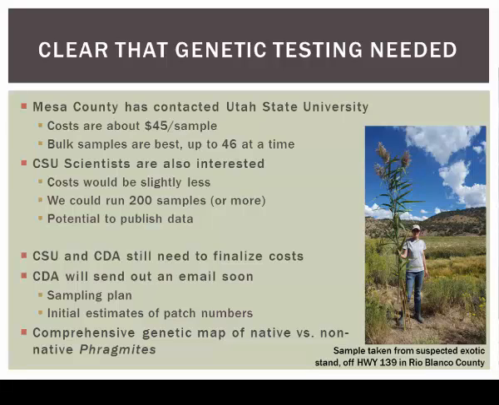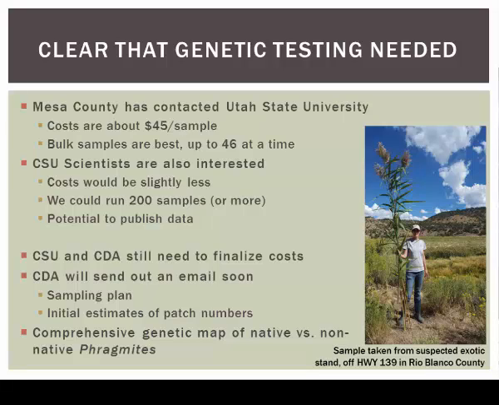And then I will send out an email basically talking about how we're going to do the sampling and try to get some initial estimates on how many patches we're actually talking about sampling in the state. Because we're not just wanting to sample the non-native Phragmites, we also want to know where all the native Phragmites is, so that if we do list Phragmites, it's not going to cause native populations to be killed because we don't know what it is. And then hopefully we'll come up with some kind of comprehensive genetic map of native versus non-native Phragmites in the state.